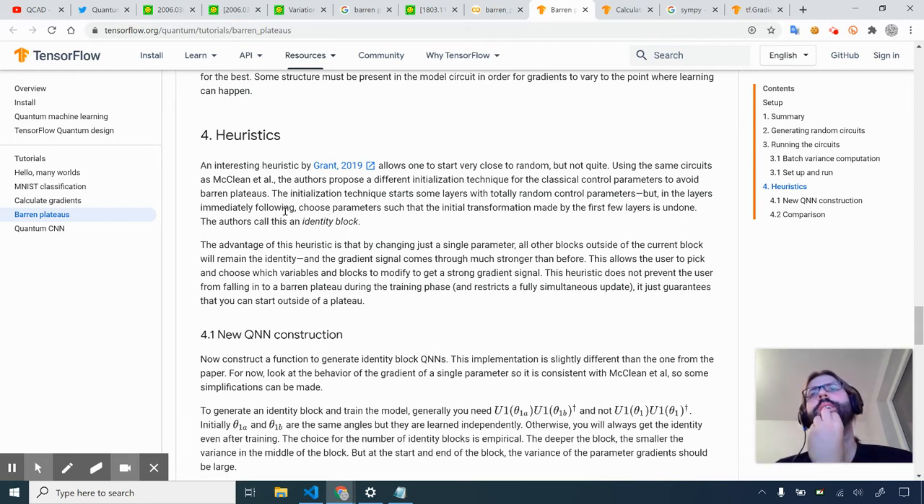The authors call this an identity block. The advantage of this heuristic is that by changing just a single parameter, all other blocks outside the current block will remain the identity, and the gradient signal comes through much stronger than before. What? This allows users to pick and choose which variables and blocks to modify to get a stronger gradient signal. This heuristic does not prevent the user from falling into a Barren plateau during the training phase and restricts a fully simultaneous update. It just guarantees that you can start outside of a plateau. Okay. The identity block. Maybe explain somewhere else.